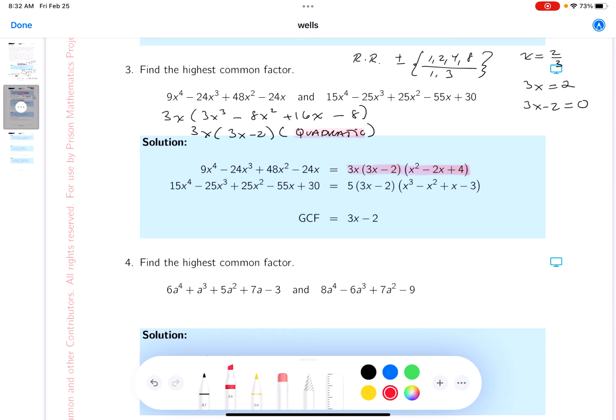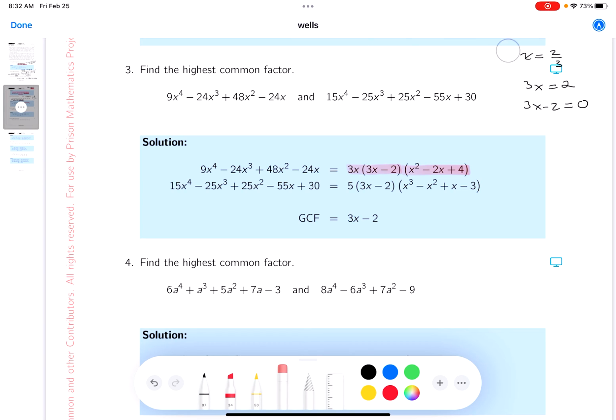Not really. But what I'm going to do with the other one, let me erase this first. This is done. We're done with that. The other one, looking at it, I'm definitely going to pull the 5 out. And the reason why, it just makes it so much easier for me to look at. So what'd you get? 5. And then what'd you get?